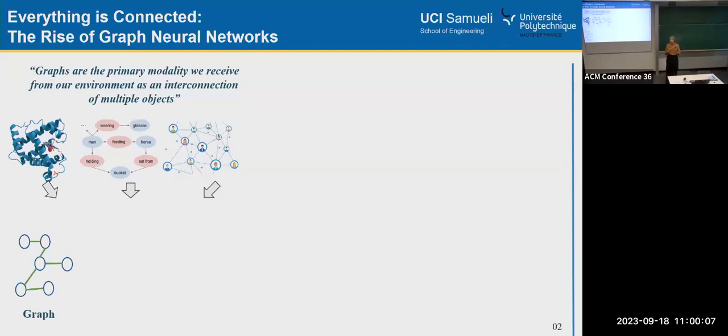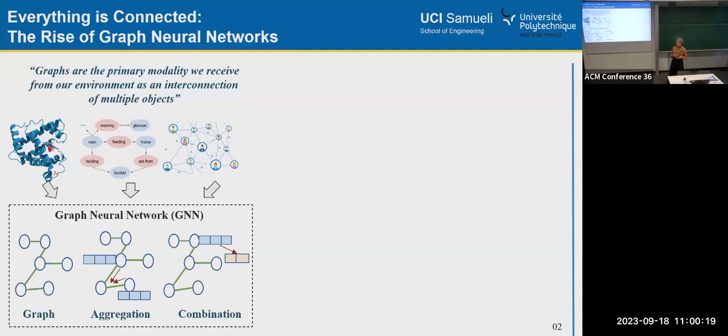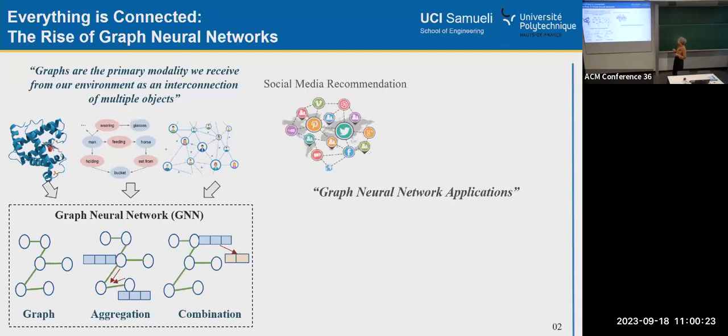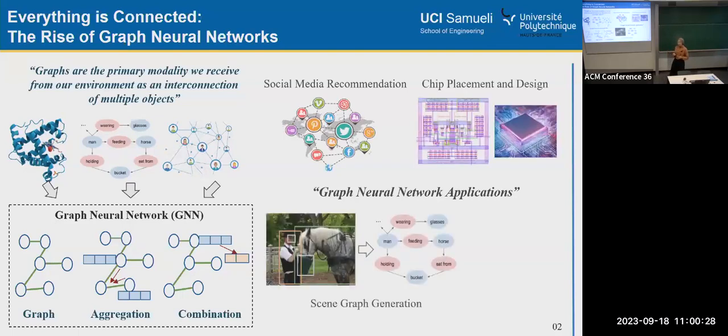However, graphs are irregular data structures that require smart processing, and this is where graph neural networks come into the scene. A GNN captures semantic features from a graph by aggregating neighboring node embeddings and combining them into intermediate features. This learning paradigm has enabled many of today's applications, such as social media recommendation, chip placement and design, scene graph generation, and drug discovery.